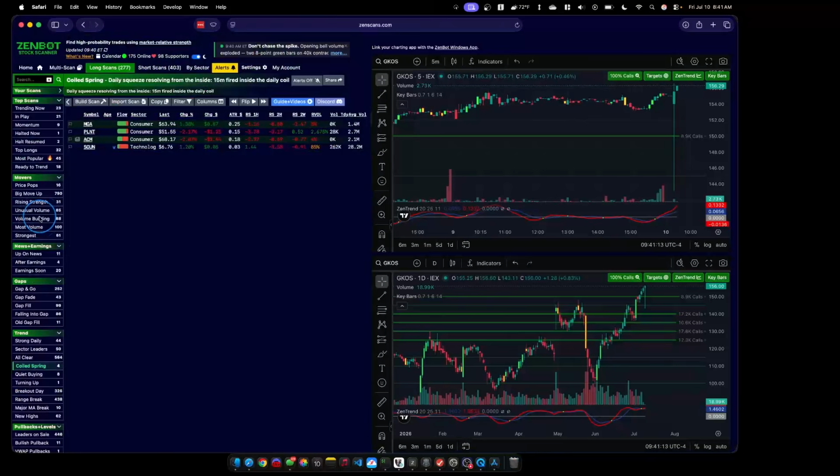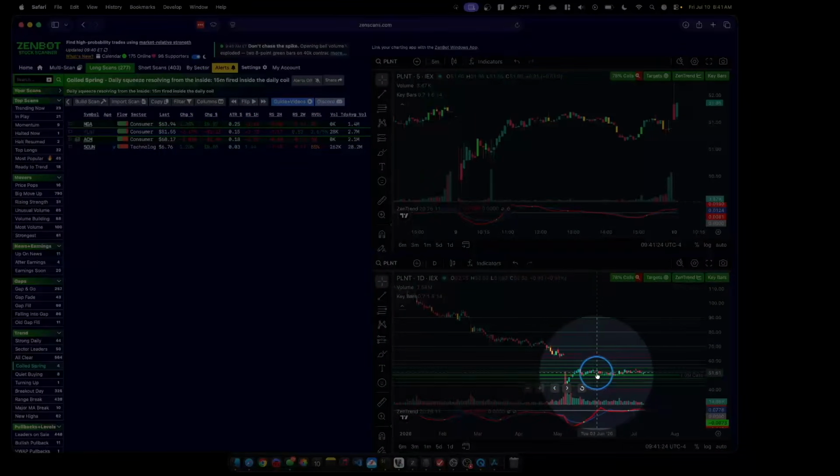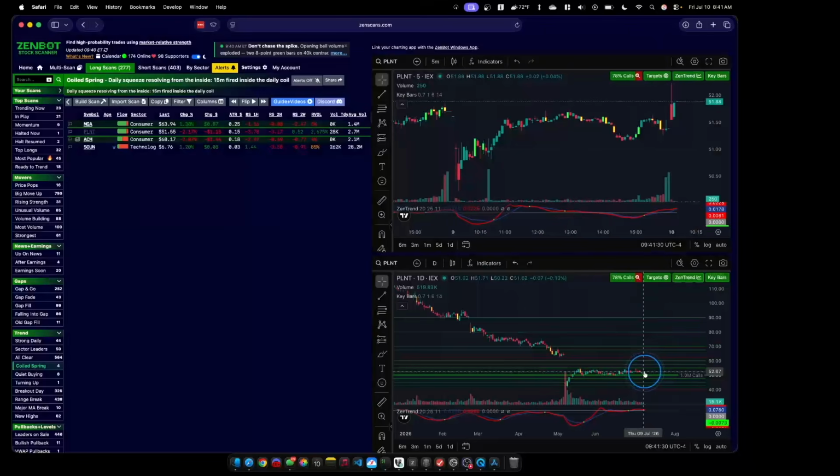And then we have some new trend scans as well. Coiled Spring are stocks that are potentially building up some momentum. They're consolidating, but they potentially could break out. They have rising volume. We see PLNT right here is consolidating on a daily, but there's increasing volume. And so watch for a breakout. So some nice new scans to explore.